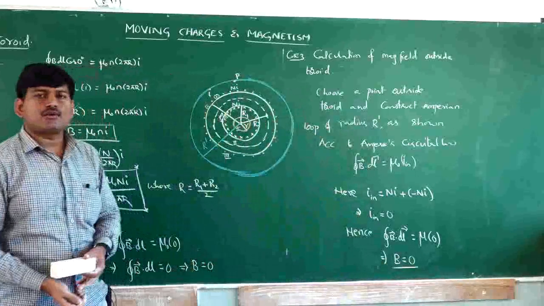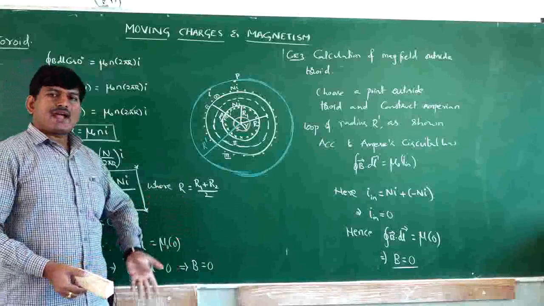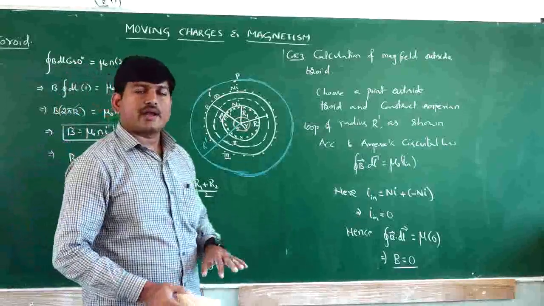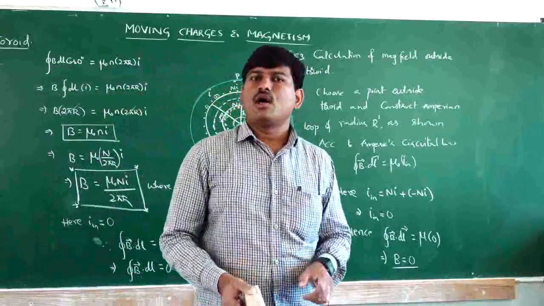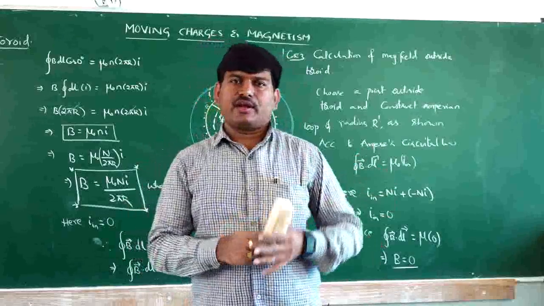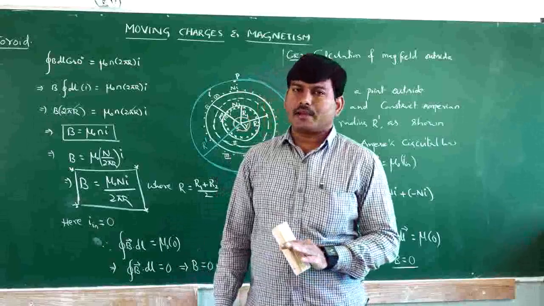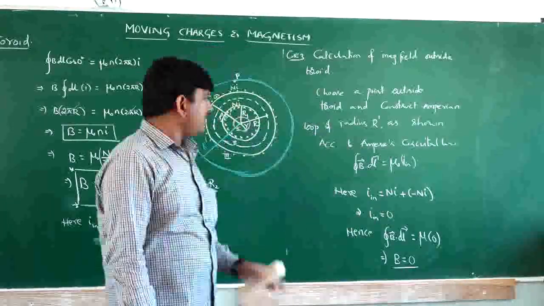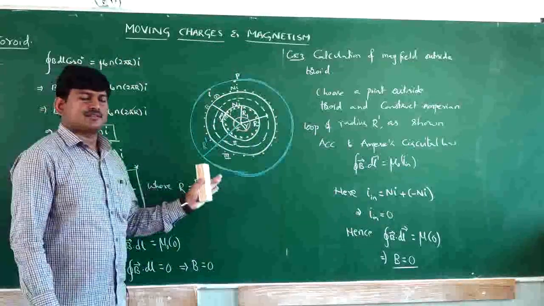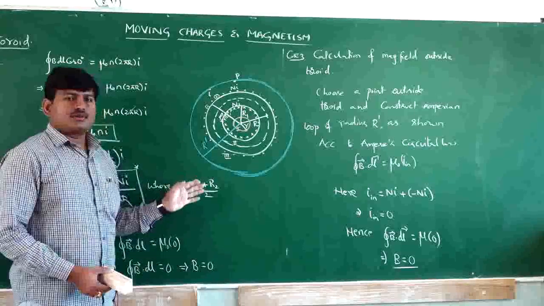So, finally what we can conclude is that there is no magnetic field well inside the toroid and outside the toroid. There is a magnetic field only along the axis of the toroid, whose value is equal to mu naught N I divided by 2 pi capital R, where N is the number of turns of the toroid, I is the current and R is the mean radius of the toroid. Is it clear? This is about the toroid.